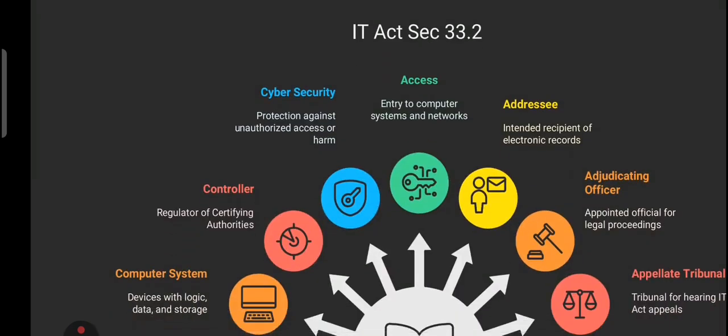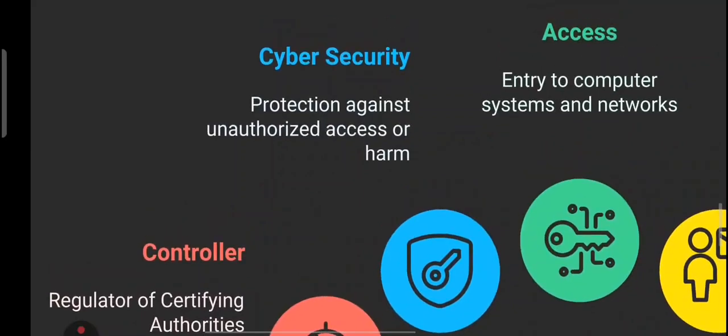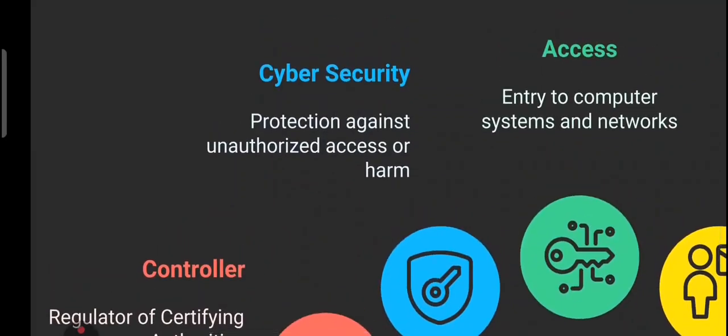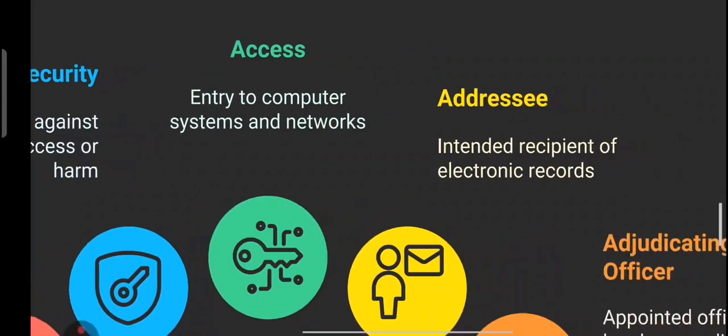Now have a look at the IT Act. Very important thing. We have discussed RTI, now let's look at the IT Act. Let's simplify some key terms under the IT Act. First of all, we have cyber security, which means protecting from hackers or unauthorized access to your computer system. Then we have access. Access means the ability to enter or use a computer system or network.